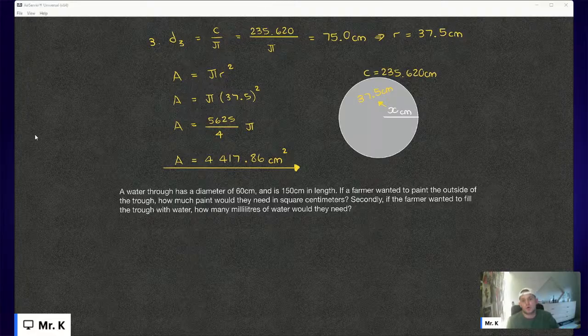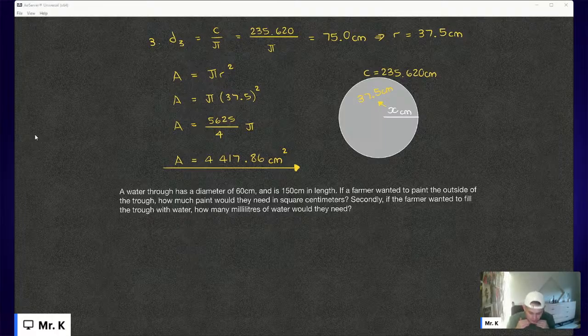Okay, so a water trough has a diameter of 60 centimeters and is 150 centimeters in length. If a farmer wanted to paint the outside of the trough, how much paint would they need in square centimeters? And secondly, if the farmer wanted to fill the trough with water, how many milliliters of water would they need?